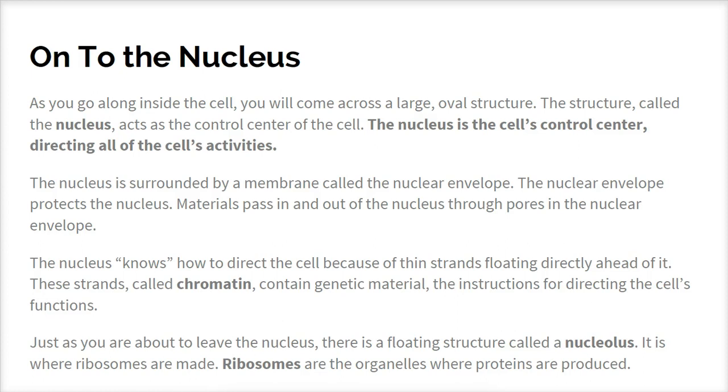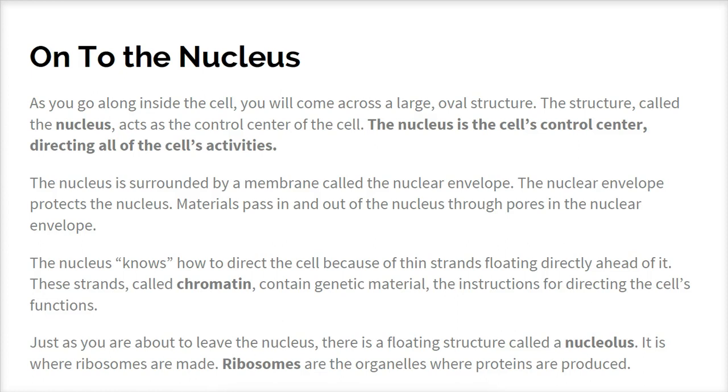On to the nucleus. As you go along inside the cell, you will come across a large oval structure. The structure, called the nucleus, acts as the control center of the cell. The nucleus is the cell's control center, directing all of the cell's activities. The nucleus is surrounded by a membrane called the nuclear envelope. The nuclear envelope protects the nucleus. Materials pass in and out of the nucleus through pores in the nuclear envelope.